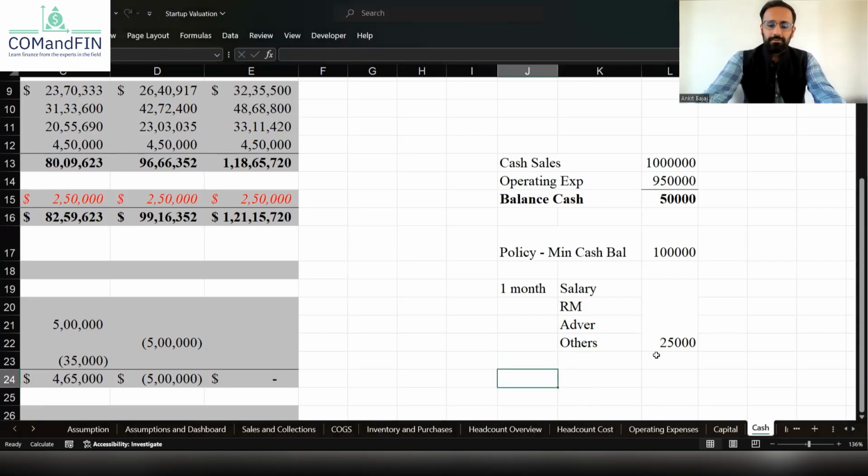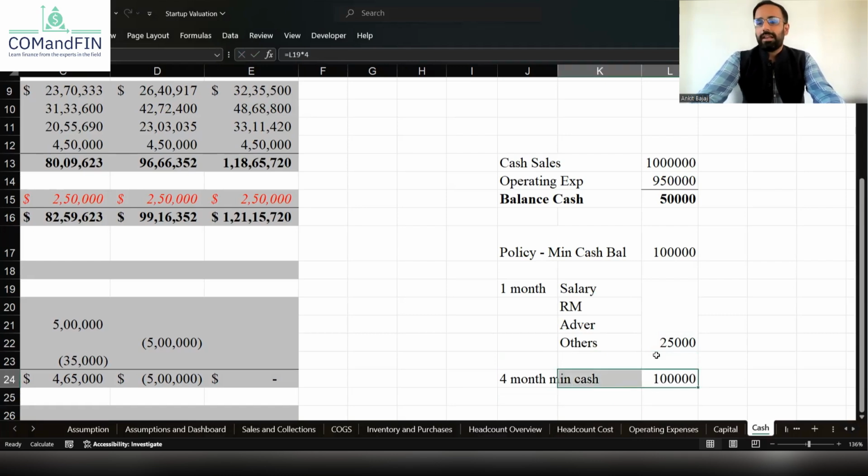If you calculate the 4 month minimum cash balance, how much is it going to be here? It is going to be 25,000 multiplied by 4. So you require a minimum of 1 lakh with you. This is how the minimum cash balance is calculated. Every business has its own different policy.